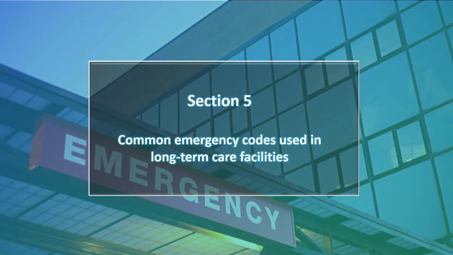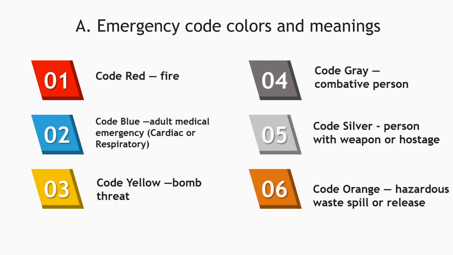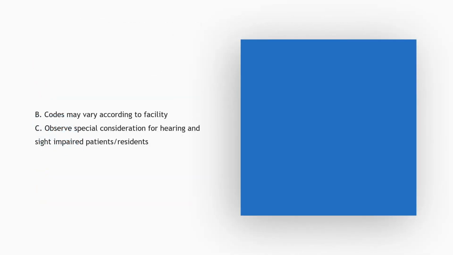Section 5. Common emergency codes used in long-term care facilities. The emergency code colors and meanings. Code red, fire. Code blue, adult medical emergency, cardiac or respiratory. Code yellow, bomb threat. Code gray, combative person. Code silver, person with weapon or hostage. Code orange, hazardous waste spill or release. Codes may vary according to facility. Observe special consideration for hearing and sight impaired residents or patients.